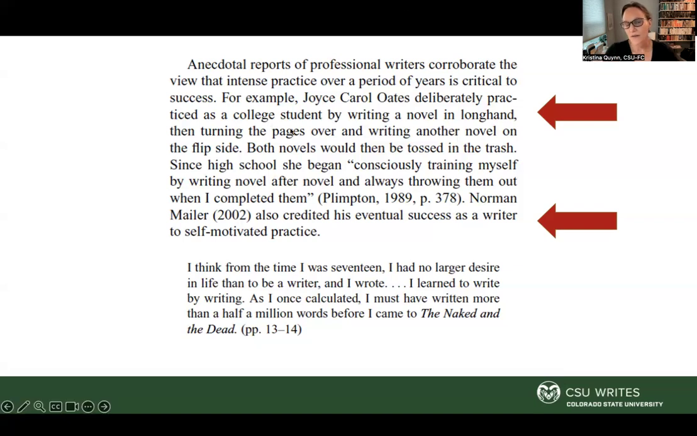There's "for example," we use that one a lot. But note where "also" is in this Norman Mailer 2002: "also credited his eventual success." So it's built on, and the paragraph continues to include a longer quotation from Norman Mailer. And so the only thing that's holding those together for us as readers, because Joyce Carol Oates and Norman Mailer are not the same writers, is that the word "also" is there, but it's really smooth, just kind of flows easily.